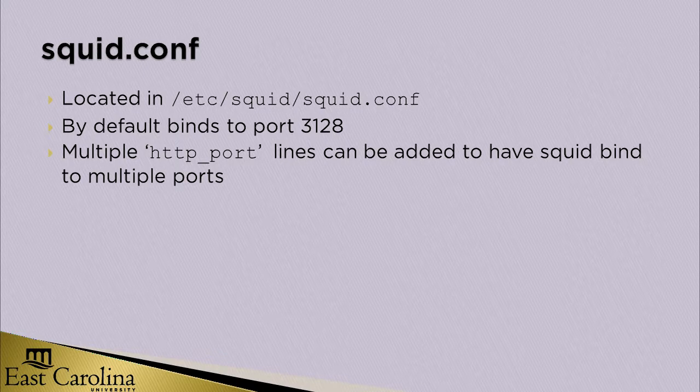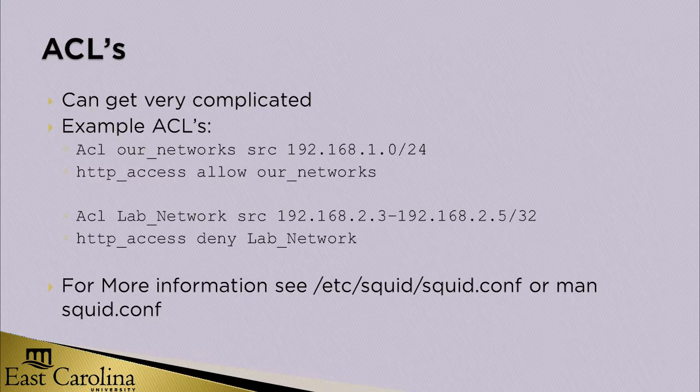Finally, let's look at access control lists and how they work. Access control lists can get very complicated. There are many options to choose from, though they are well documented in the squid.conf file. I'm going to go over two simple ACLs. The first is acl our_network. All ACLs are declared with the acl command. The second piece to the ACL is the name. Here I have chosen to call it our_networks, as this will define the local network.